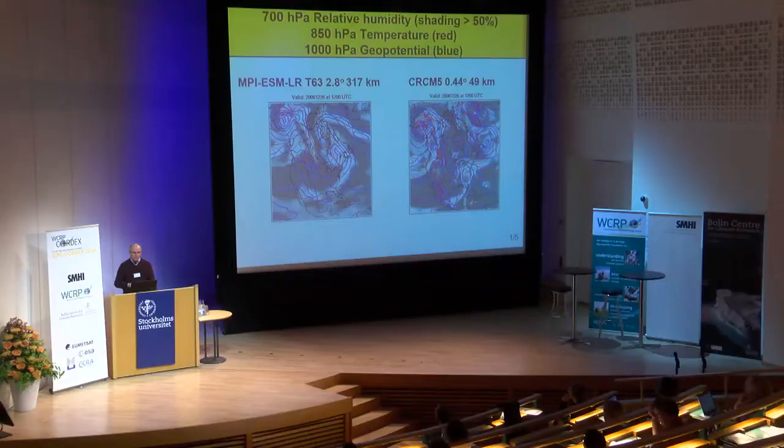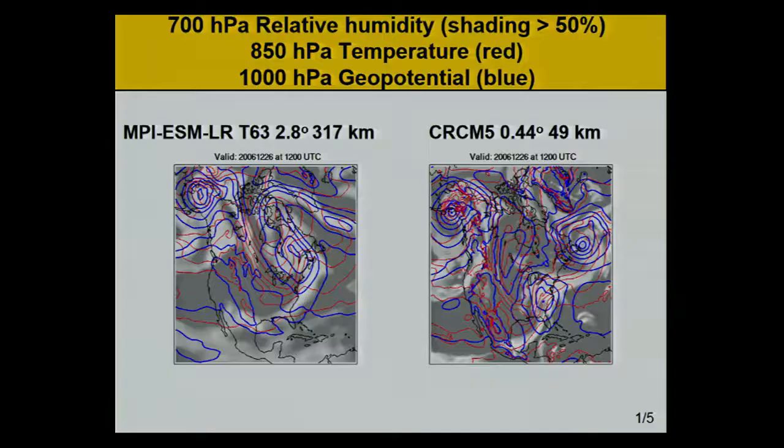I'm superimposing here three fields. The relative humidity at 700 millibars, which is sort of a proxy for clouds. The 850 hectopascal temperature in red, where you see the ribbons that show where fronts would essentially be located. And the 1,000 hectopascal geopotential in blue, so you see the low pressures. So here is a map. They're not quite synchronous, and that's typical of regional climate downscaling.